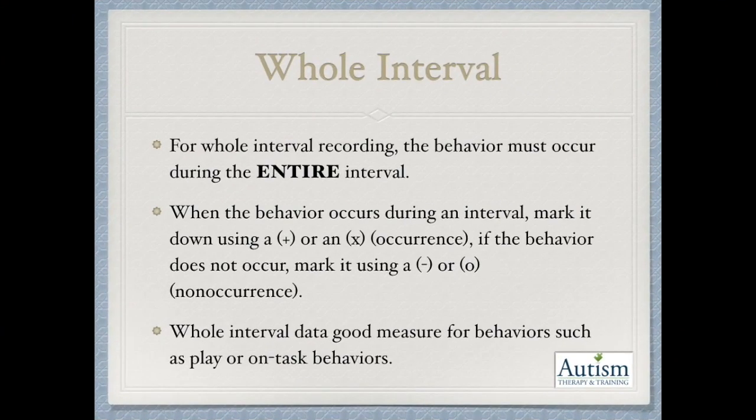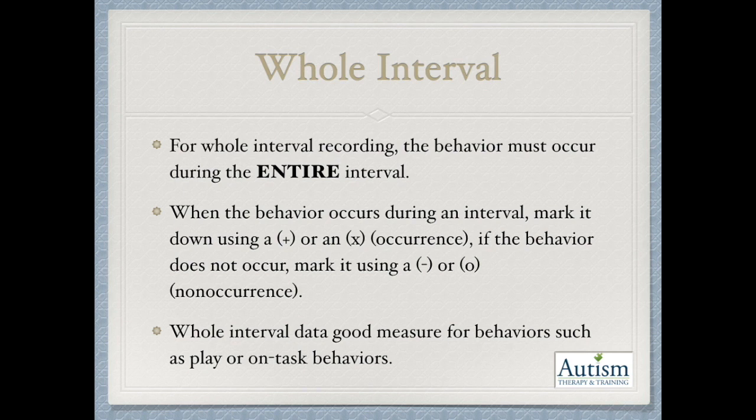Whole interval recording is when you mark a behavior if it occurred during the entire interval. Again, the key here is that the behavior has to occur for the entire time in order for you to count it. So if the interval was 10 seconds long and the behavior occurred at the first second and at the 5th second, you would not be able to count that. If the behavior occurred from the 1st second up until the 9th second, you would not be able to count that because it did not last the entire 10 seconds.